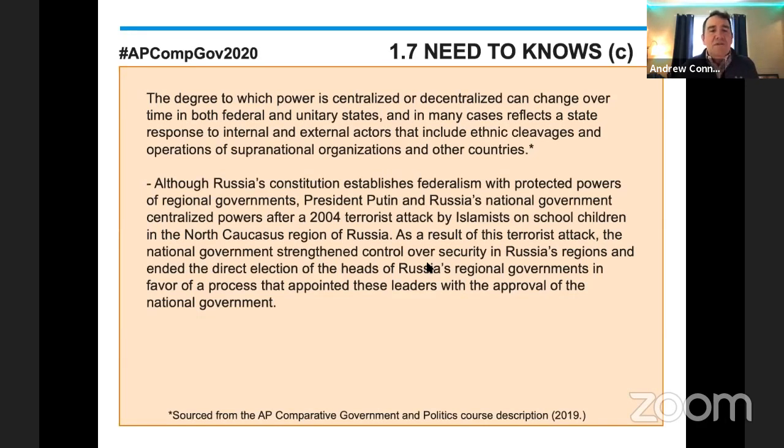So even though Russia's called a federation, we saw this movement towards more centralization of power towards the national government, where Putin and his allies could direct and control political appointments and policies from the central government. And it resulted in this growing authoritarianism that we've seen over the last 20 years in Russia.